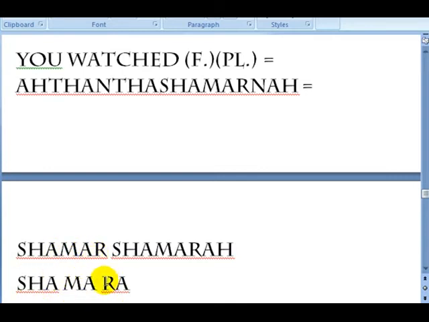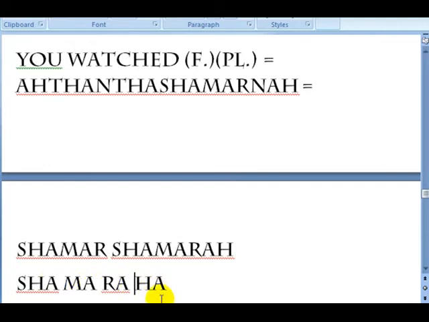But when you connect them, it's shamar. So you would drop the a at the end off, right? Make it shamar. But now if you add a ha at the end, you actually make it 4 letters, but this ma and the ra are separate from each other. So instead of shamar, it would be sha, ma, ra, because it's 4 letters, right? Sha, ma, ra, and ha.